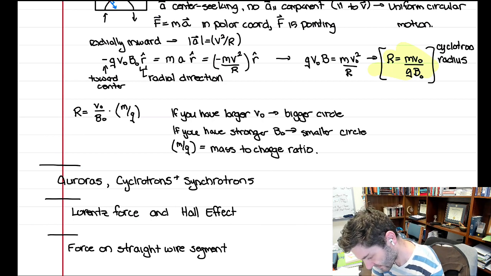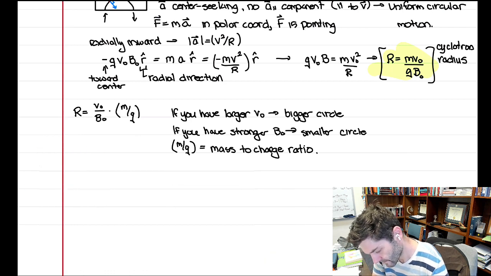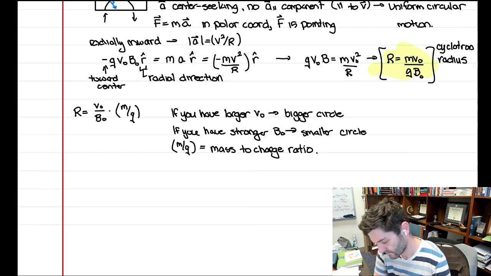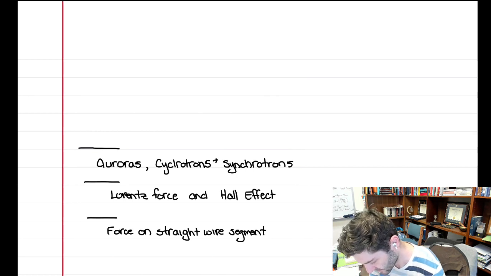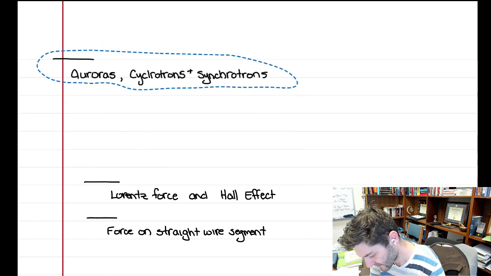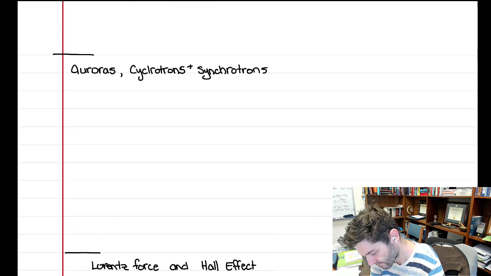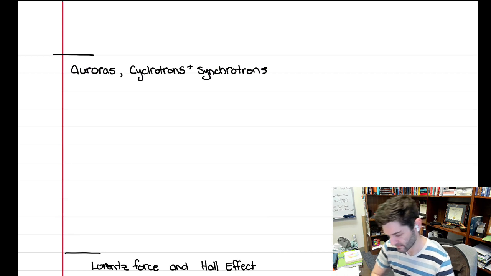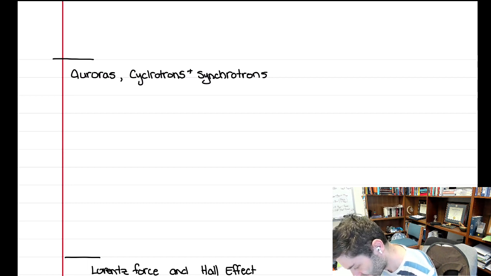All right, I'm out of room on this page, so let me give another example of this that I think is important to talk about. Well, let me give a cutesy little example, which are auroras, and then actually go and talk about how synchrotrons and cyclotrons work, given the results we just had. Auroras, we'll do a qualitative one, and the synchrotron and cyclotron will be quantitative.